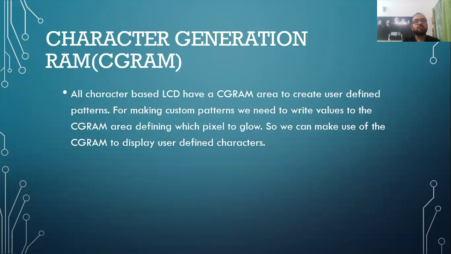Next, we have a character generation RAM or the CG RAM. So all character-based LCDs have a CG RAM, which is an area to create user-defined patterns. For making custom patterns or for making custom symbols, we have to write values in the CG RAM which define which pixel to glow. As I had mentioned previously, we have 5 cross 7 dot matrices, and by giving the appropriate input, we can decide which dots illuminate and which don't to create symbols which we need to be displayed. So using the CG RAM, we can display characters such as Greek alphabets or an arrow symbol and so on.